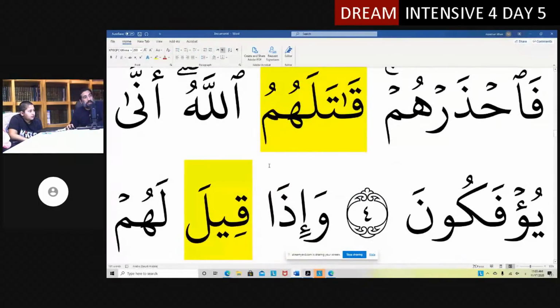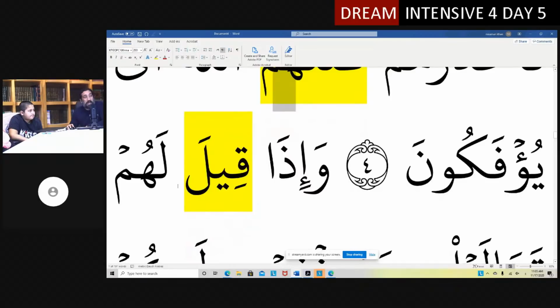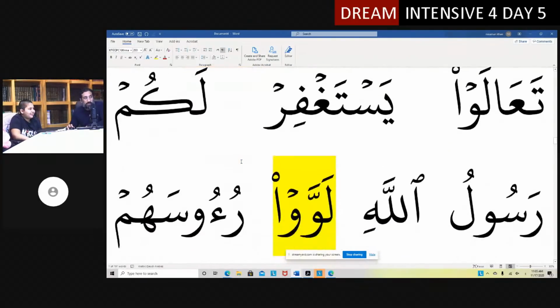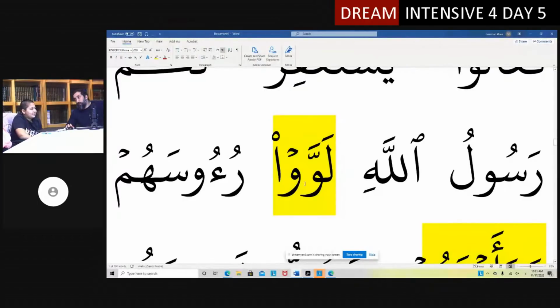Then qatalahum. Of course, the attached pronoun is to be ignored. So qatala is left. What version is that? The huwa version. Qila. Huwa version. I don't know what law was. Law is new for you.